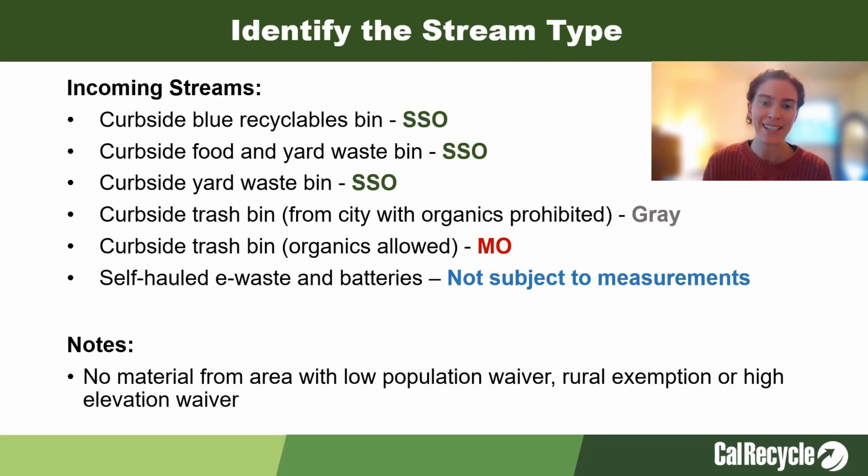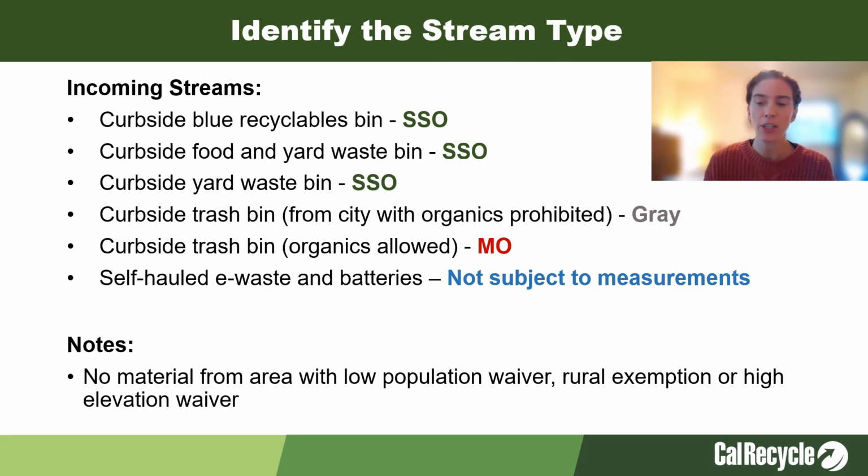Then we have the trash bin that does allow organics to be placed in the bin. That is going to be a mixed waste organic stream, or MO stream. And then the last one the facility receives, that's self-hauled e-waste and batteries that people can drop off. That stream is not subject to the new regulations. It does not fit within the MO, SSO, or gray container waste stream definitions, and therefore for the purposes of this exercise and for 1383, there's no measurements required. We're not concerned about it.